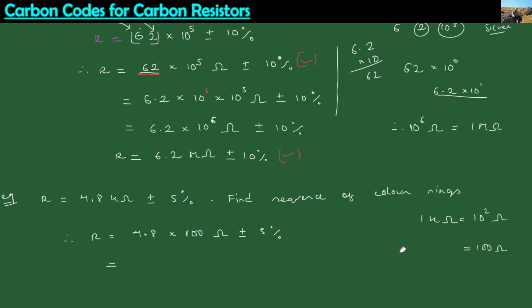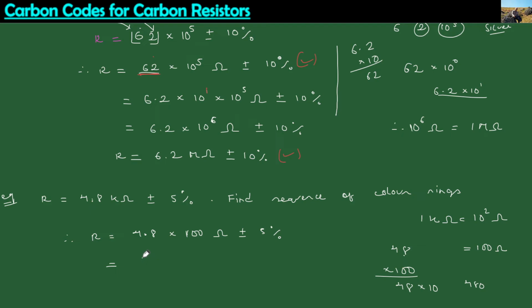Then from here, you have to multiply that 4.8 with 100. If you multiply 4.8 and 100, then you'll get 48, so 48 into 10 to the power 10, or you will have the result 480.